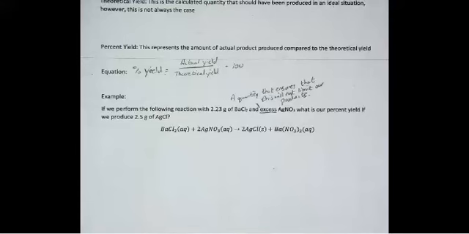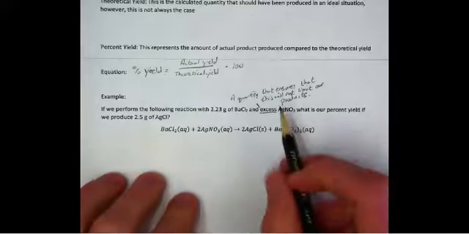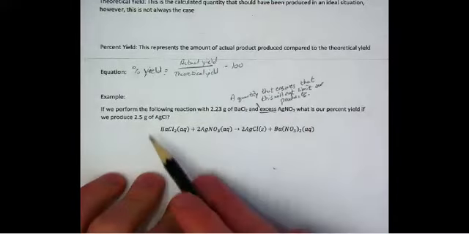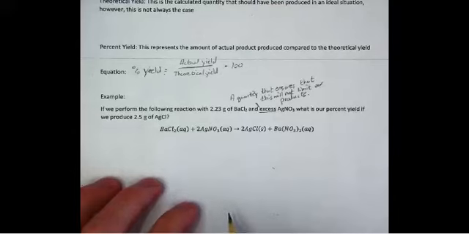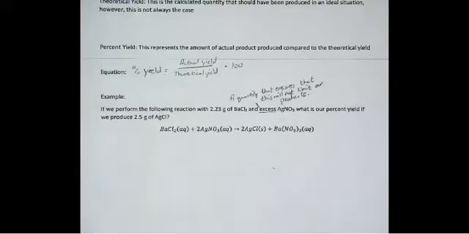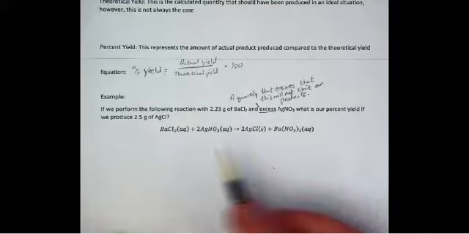If we recall from our last video, the limiting reactant is the reactant that limits the amount of product that we can produce. The excess reactant is the reactant that has leftovers. If we have excess silver nitrate, that means we will have leftover silver nitrate. Okay, back to our problem. What is our percent yield if we actually produce 2.5 grams of silver chloride? All right, so here's our equation below.